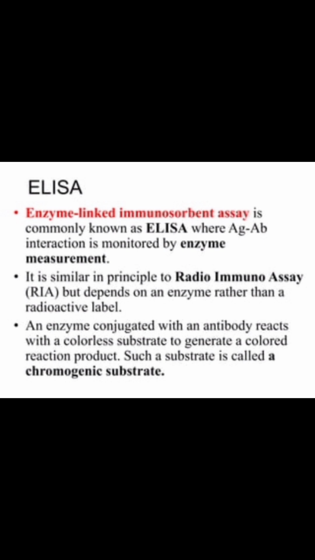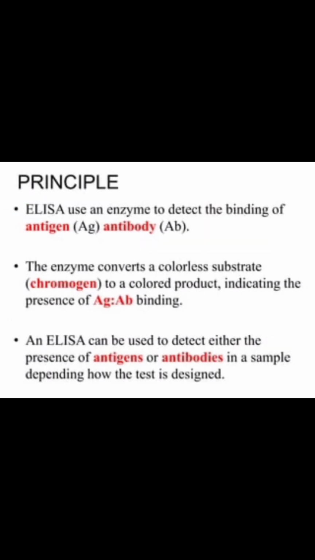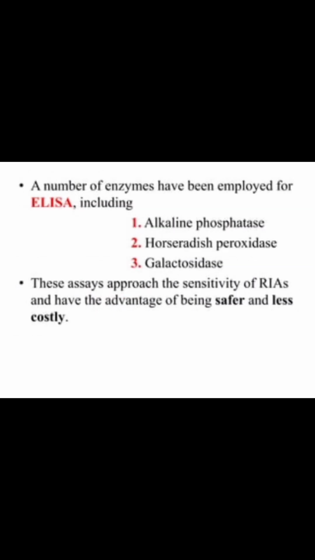In principle, ELISA is used to detect antigen and antibody reactions. ELISA can be used to detect either the presence of antigens or antibodies in a sample, depending upon the test. The enzyme's major role is to convert a colorless substrate into a colored product. The enzymes used in ELISA are alkaline phosphatase, peroxidase, and galactosidase. These have the advantage of being safer and less costly.